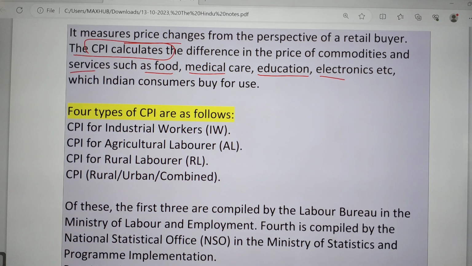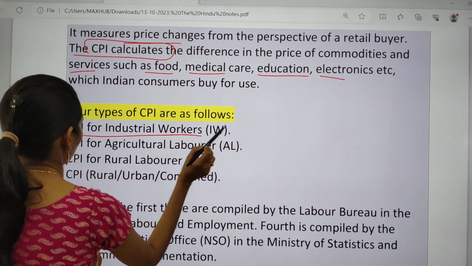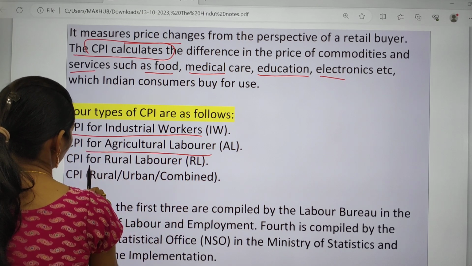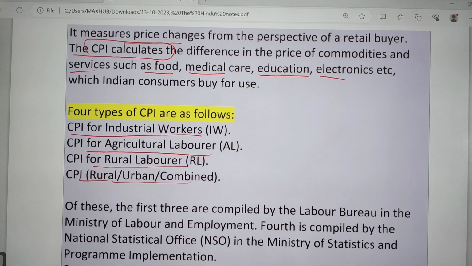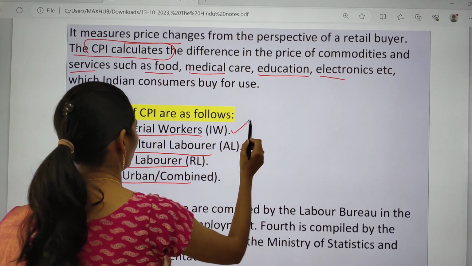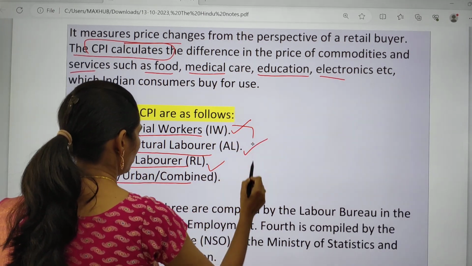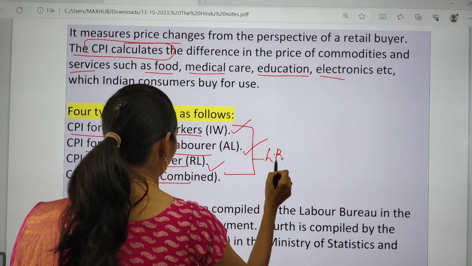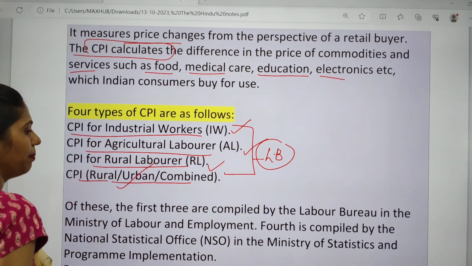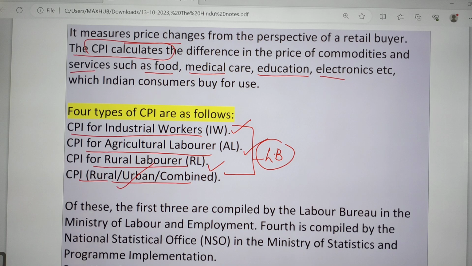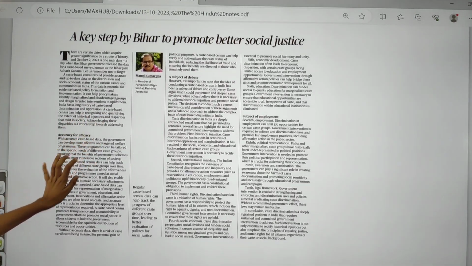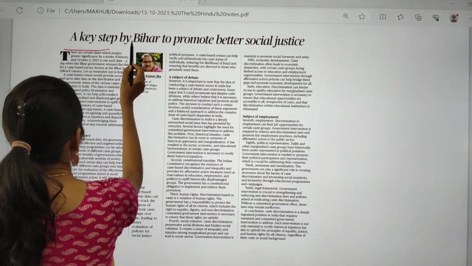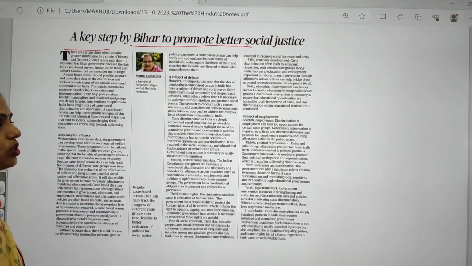So if you are talking about the types of CPI, we have CPI for industrial worker, CPI for agricultural laborer, CPI for rural laborer and urban rural combined. Out of these, industrial workers, agricultural laborer and rural laborer will be compiled by Labor Bureau. But the last one will be compiled by MOSPI, that is Ministry of Statistics Program Implementation, that is NSO. So what is the base year? Base year is 2012.